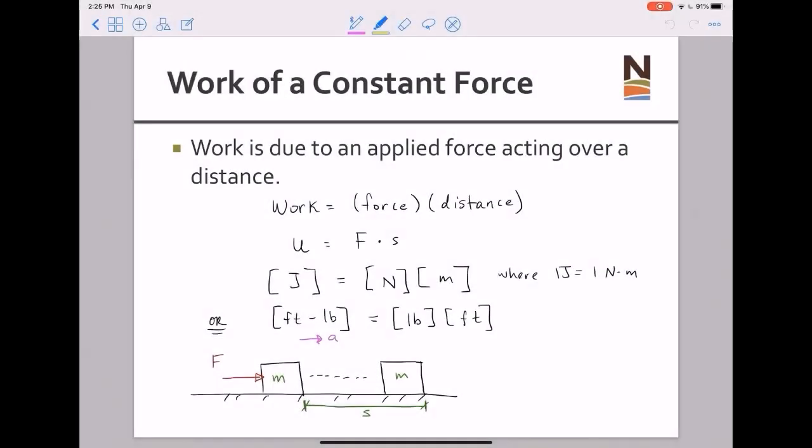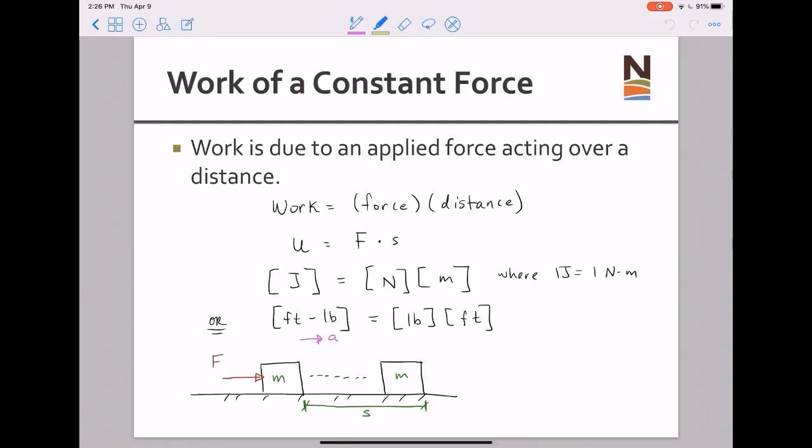So as a quick review, we talked about the different forms of energy. The first one is work of a constant force. This is simply work, or U, equal to F times S, force times a distance. The key with this one is that the force must be parallel to that displacement.